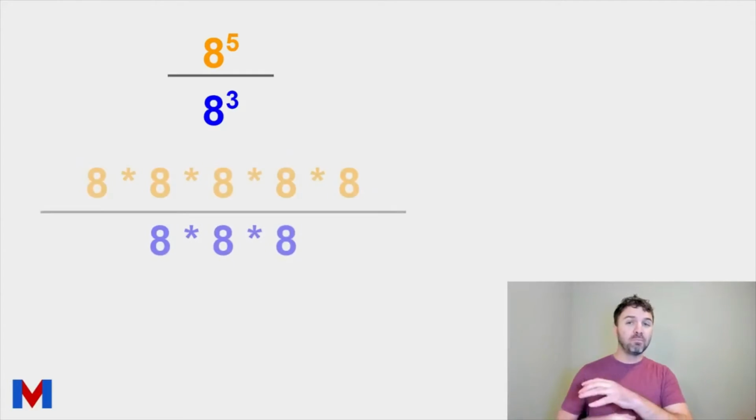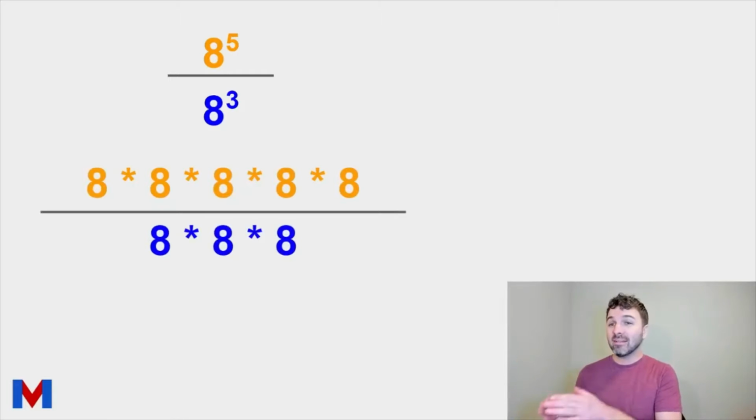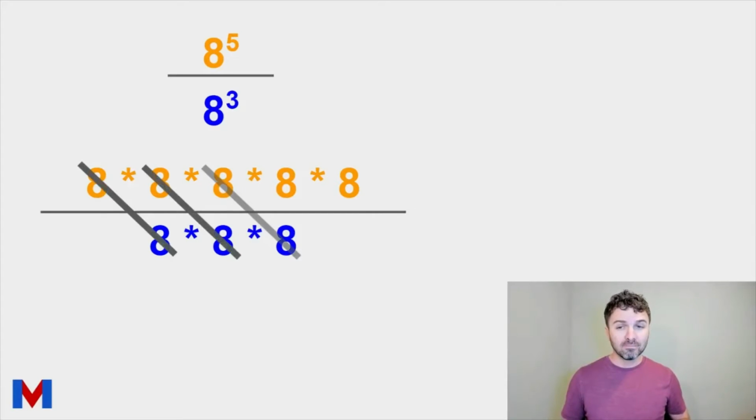So, let's expand all these to 8 times 8 times 8 times 8 times 8 divided by 8 times 8 times 8. Because there's 5 eighths on the numerator, 3 eighths in the denominator. Then if you're dividing 8 divided by 8, well, that's 1. I'm going to do that 3 times. So they have 1 times 1 times 1 times, and the numerator has 8 times 8, which is 8 squared. That's a lot of work to do.